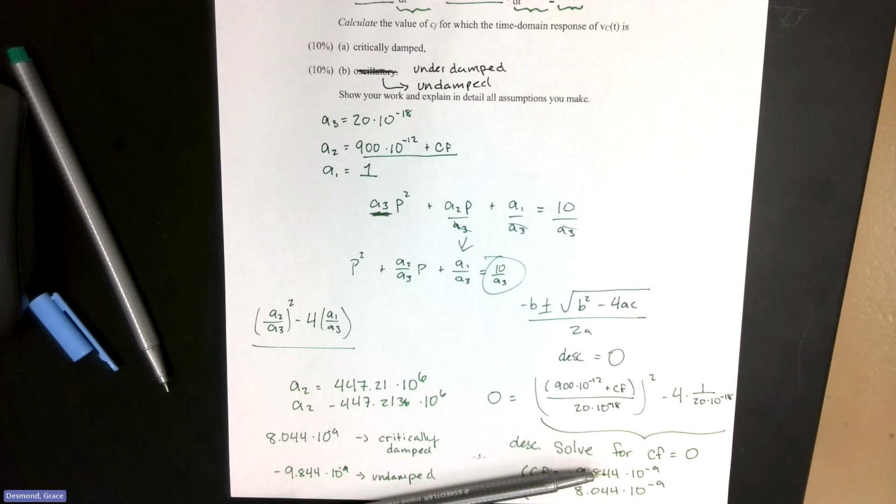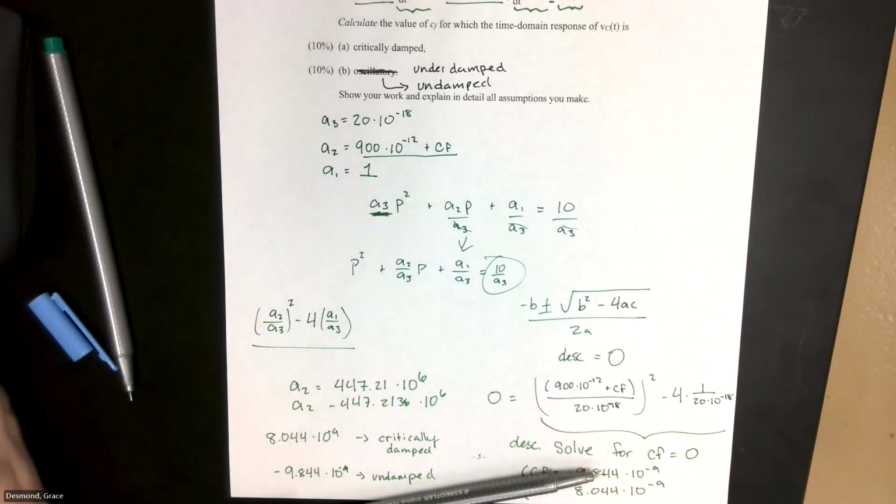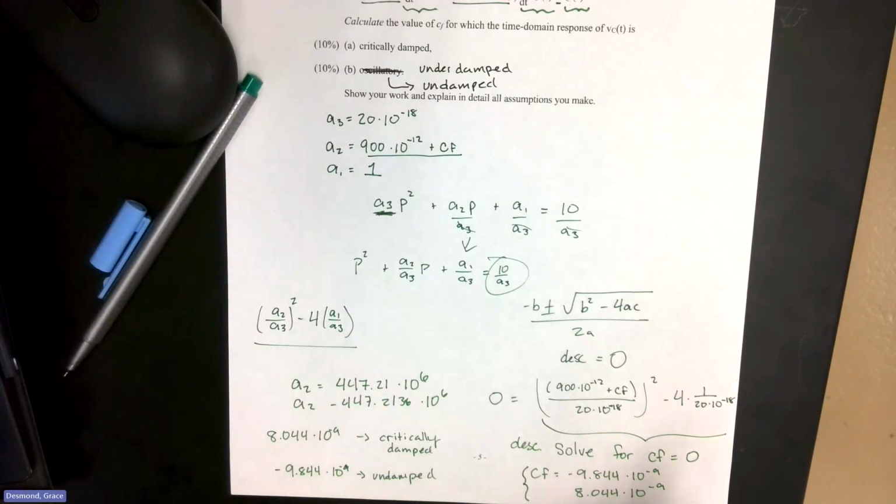And this is going to be proven by this. So whenever they're equal to each other, they're negative, real, and equal.